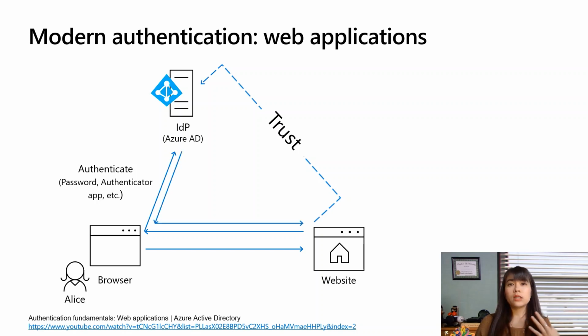And once it knows for sure that Alice is who she says she is, it's going to send a token via HTTP post. And the website verifies that token using a signing key of an IDP. And once it's sure it's a valid token, it's going to display the website to Alice's browser.